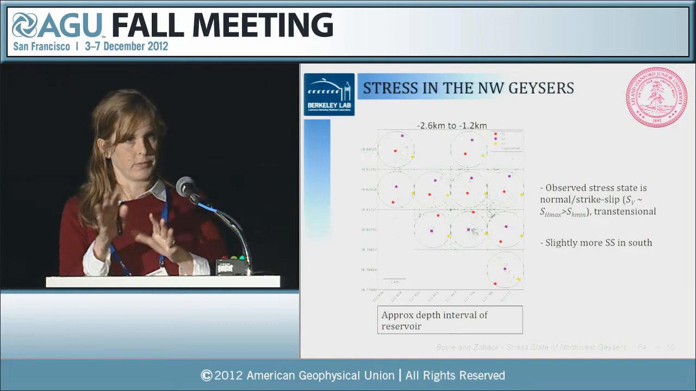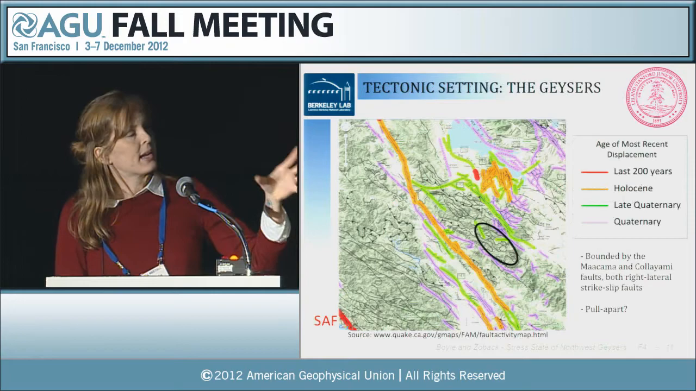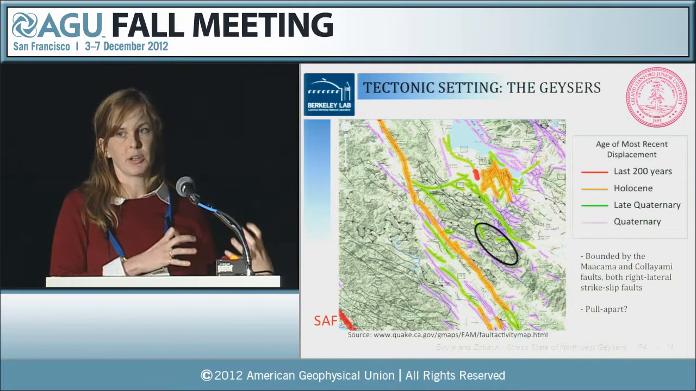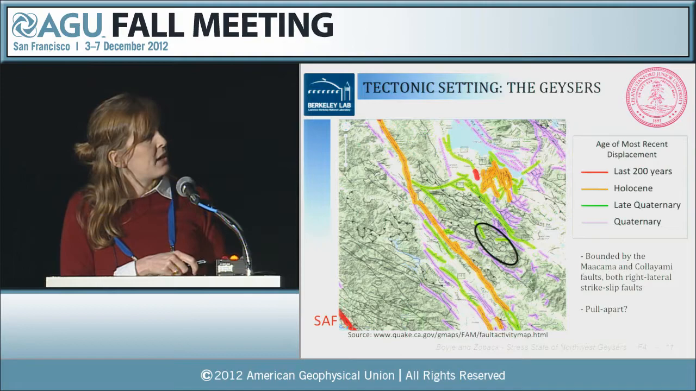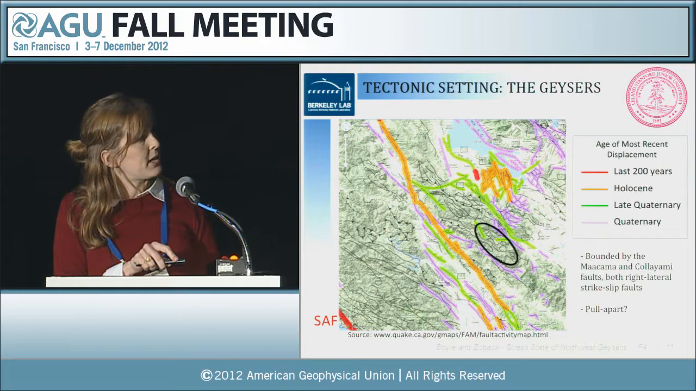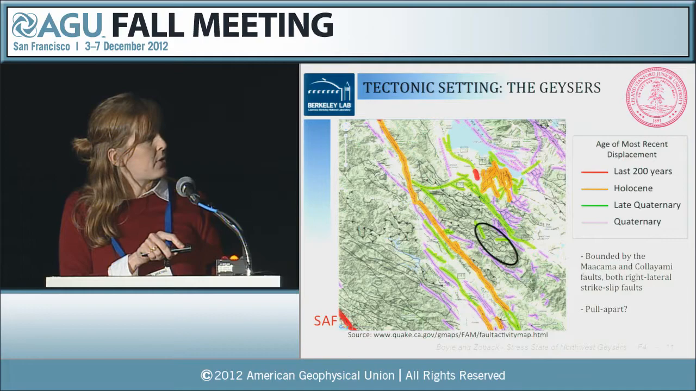So just to go back and look at the tectonic setting of the Geysers. What you're looking at is, from the first map that we looked at, we've zoomed in on the area around the Geysers and are showing some of the faults in the region. Here's the San Andreas out by the coast. This fault right here is the Maacama fault zone. This is the Green Valley fault zone over here. The field is bounded by the Mercuryville and Collayomi faults, and these are all right-lateral strike-slip faults.